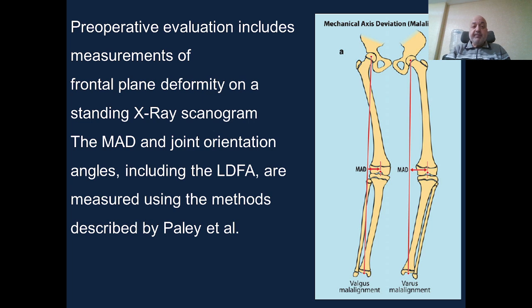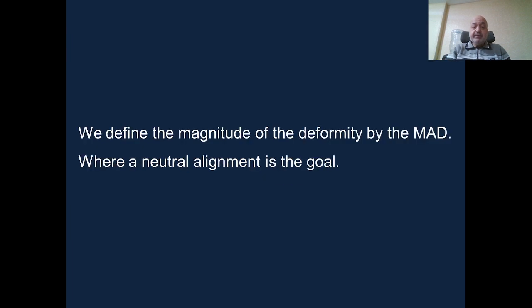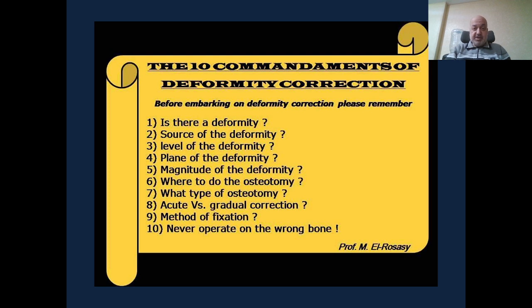the distal femoral osteotomy. In the preoperative evaluation, we do an X-ray standing scanogram for mechanical axis deviation and the location of the site of the deformity, the coronal plane, the magnitude of the deformity and the plane of the deformity. So we define the magnitude of the deformity by the mechanical axis deviation test, where a neutral alignment is the goal; never overcorrect, especially in adolescence. Don't forget to answer the 10 questions of the 10 commandments of deformity correction we have postulated before.